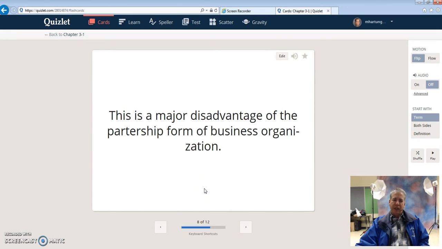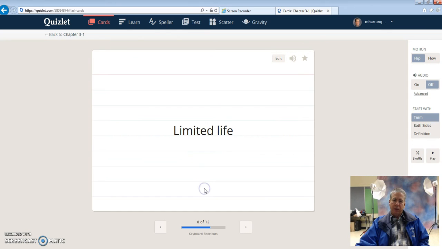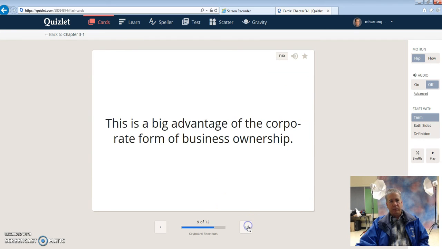This is a major disadvantage of the partnership form of organization. Limited life. If one of the partners dies, the partnership dies, and you have to reform the partnership. Also, if one of the partners leaves, then you have to reform. So it has limited life. It does not go on and on forever. A corporation does. We'll talk more about that later.